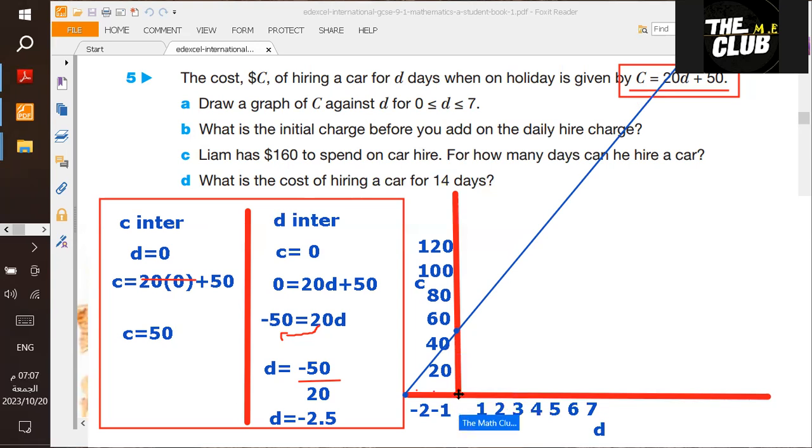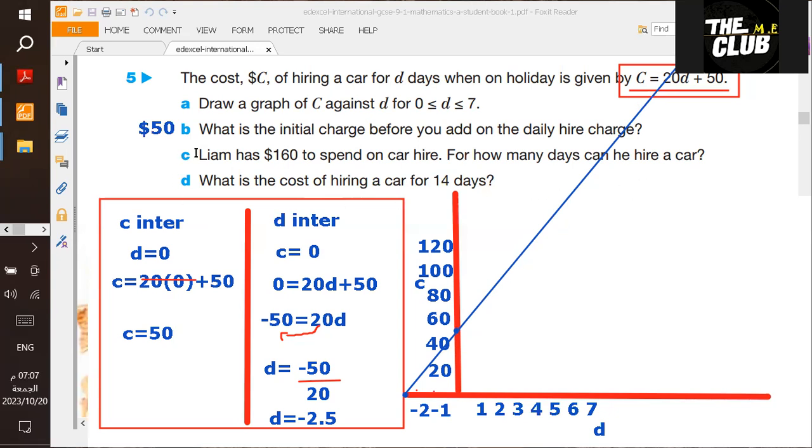When you take the zero, at 0 days, you pay what? You pay $50. It means the initial charge is $50. So the answer will be $50. Okay? So that's the initial charge. So the initial charge that you pay is $50, and then on a daily basis you add more money.